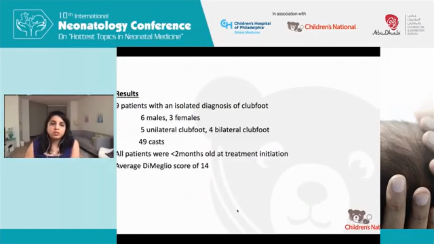So I wanted to talk about a small subset of results. So this is a subset of 9 patients who've had an isolated diagnosis of clubfoot, 6 males, 3 females, 2 to 1, just like we were talking about. 5 of them had unilateral clubfoot and 4 of them had bilateral clubfoot. So altogether, we collected 49 casts from them. All of these patients were less than 2 months old at treatment, and they all had an average Dimiglio score of 14, which is about a severe to a moderate problem.